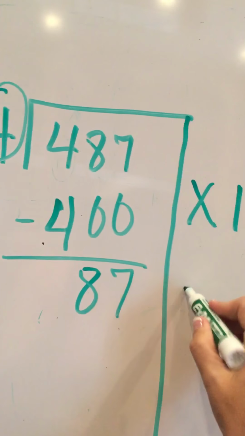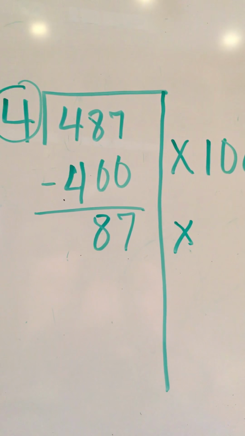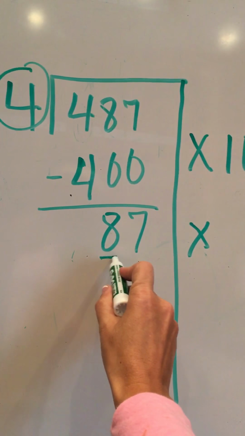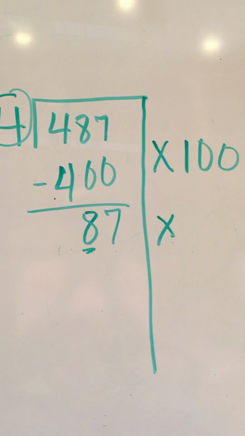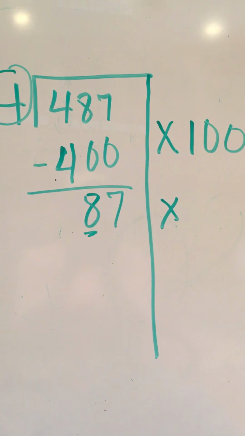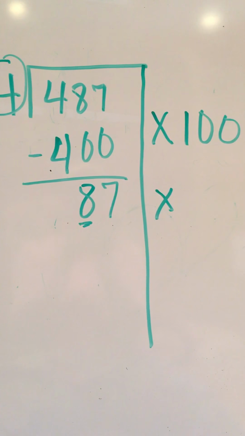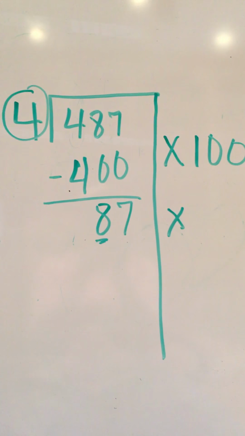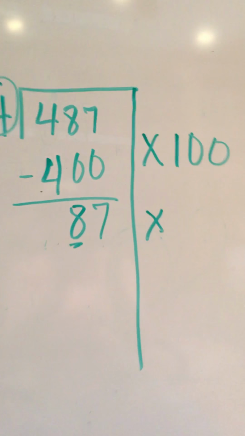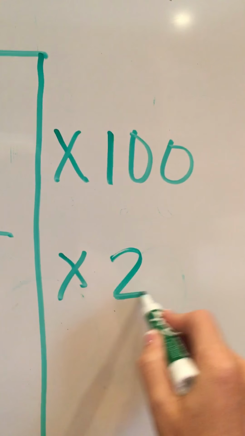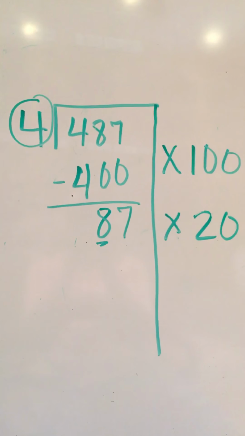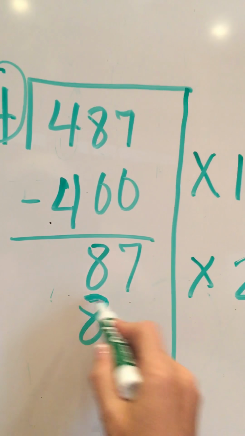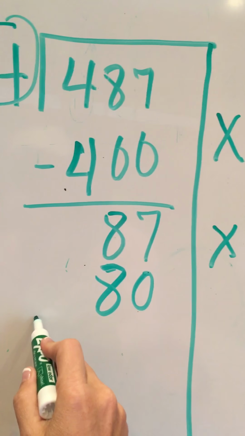Now let's think of another factor that we could multiply 4 by to get us as close as we can to 87. I want you to think of compatible numbers that work together nicely. 4 times what can give me 8 tens? And you could be thinking 2. 4 times 2 is 8. So what if we multiply 4 times 20 to put it in the tens place? So 4 times 20 will actually give me 80. 4 times 2 is 8 tens, and then that 0 puts it over in the tens place.